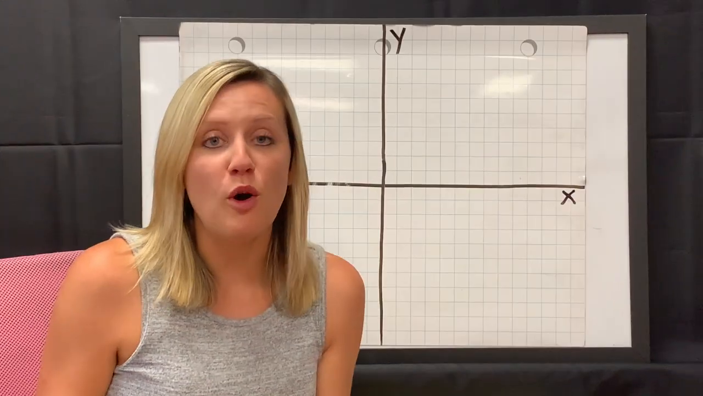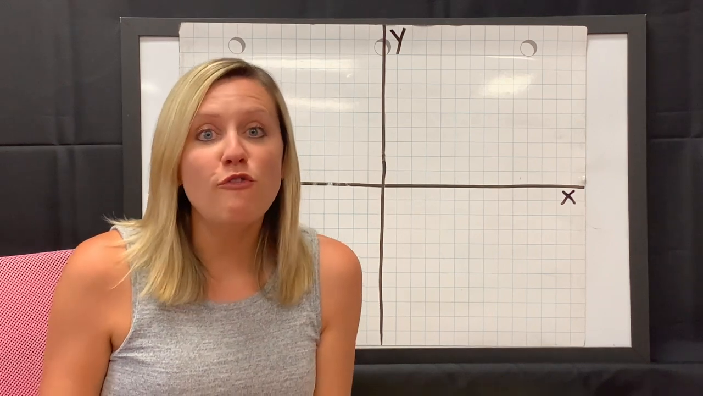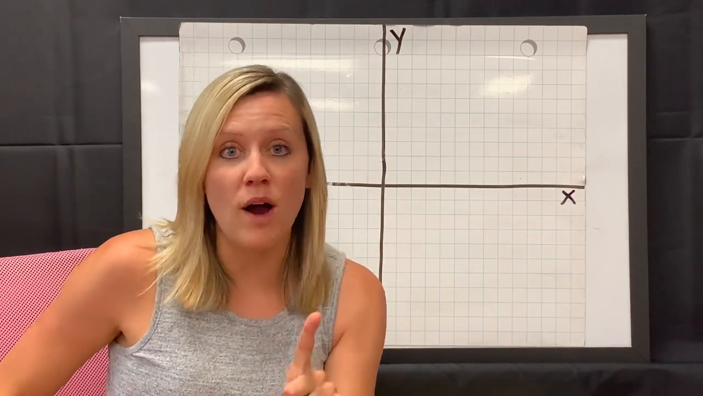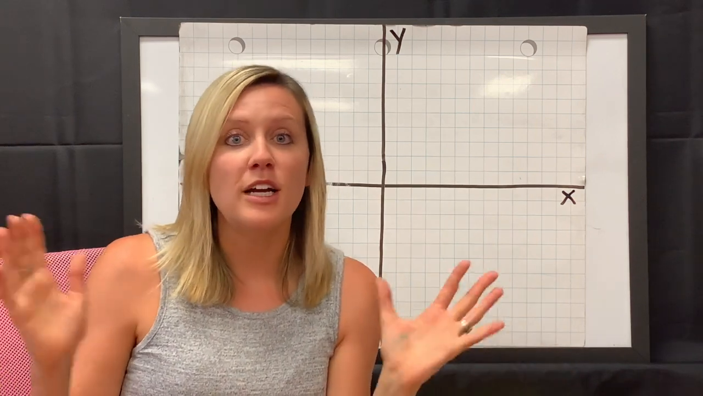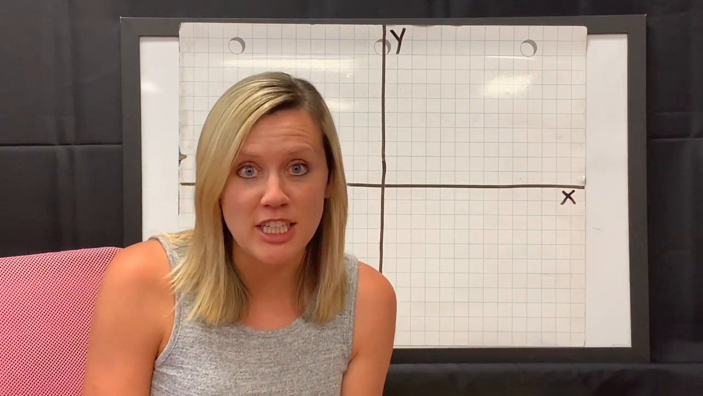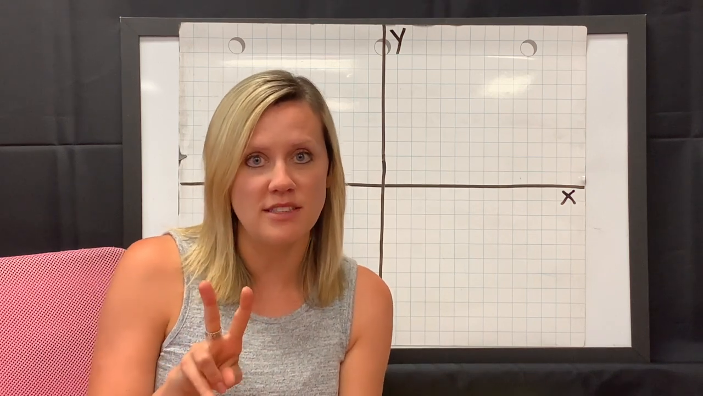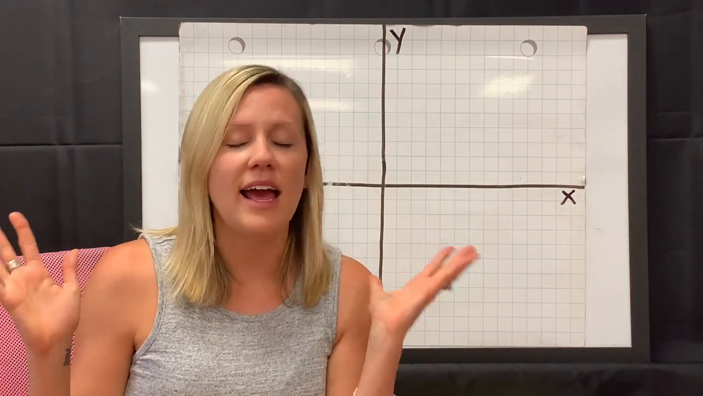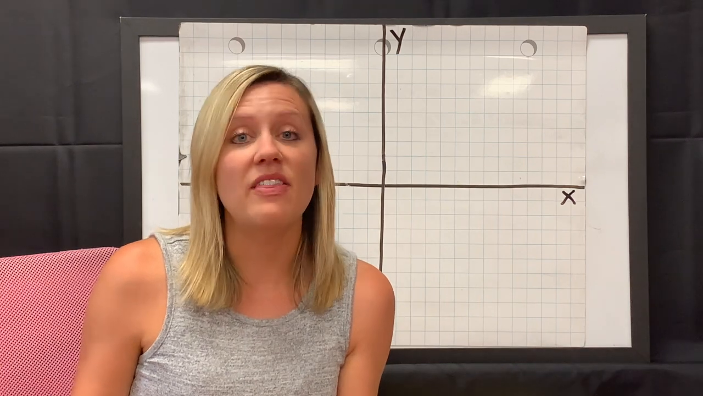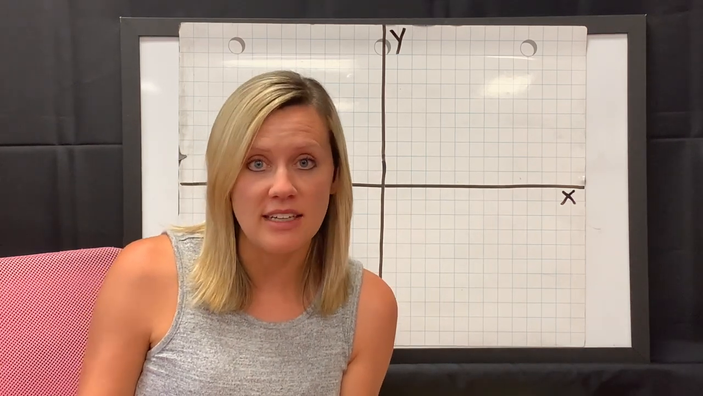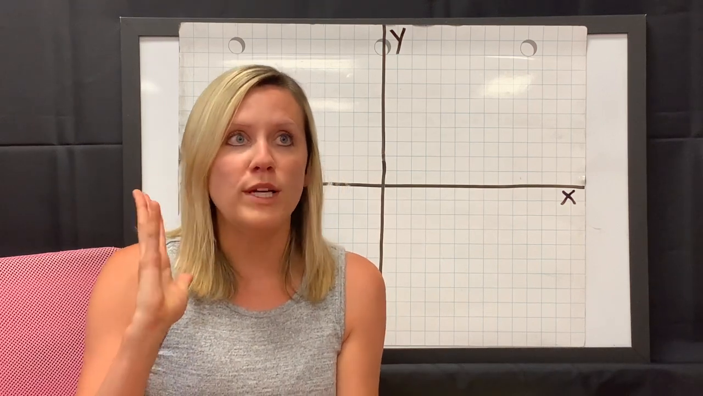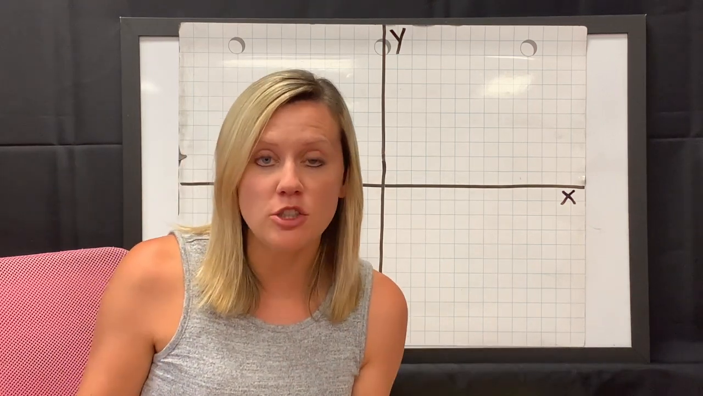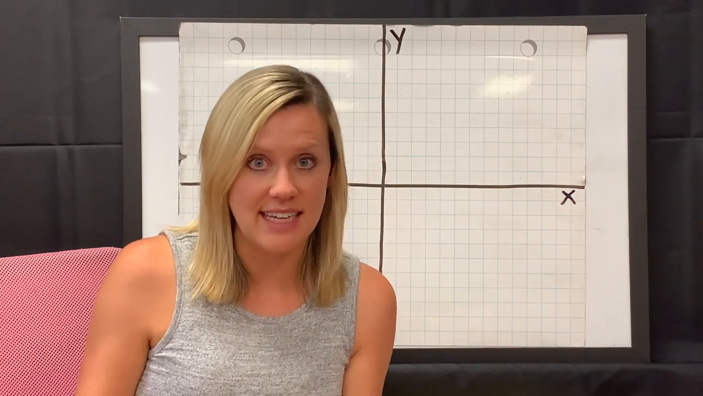So let's review one more time. When you do a reflection, you only need to ask one question. What line am I reflecting my shape over? When you're doing a translation, you need to ask two questions. What direction and how many units? And then the last one, rotation, you need to ask yourself three questions. Which direction, how many degrees, and where is my center?